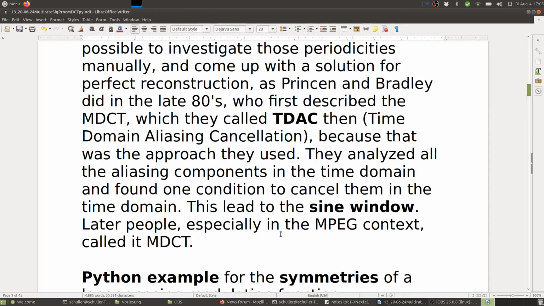Later, people, especially in the MPEG context, called it MDCT, and that name stuck.